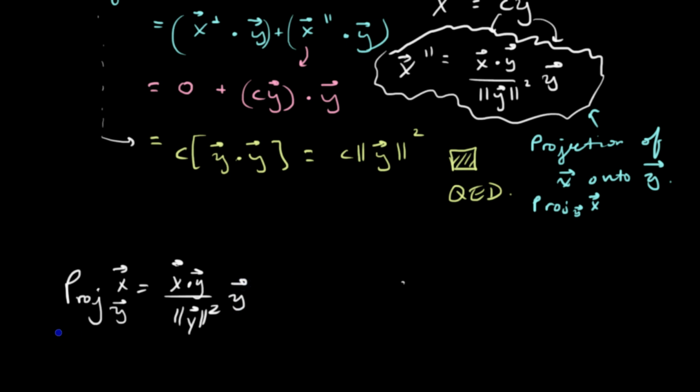Okay, so this is very important. We call this the projection of x on y. And to show its importance, I'm actually going to do an example real quick. So let's pick another vibrant color. Perfect. So let's do an example.